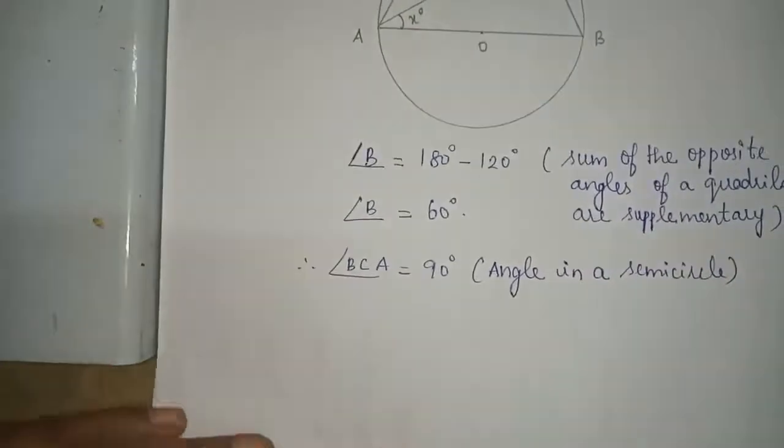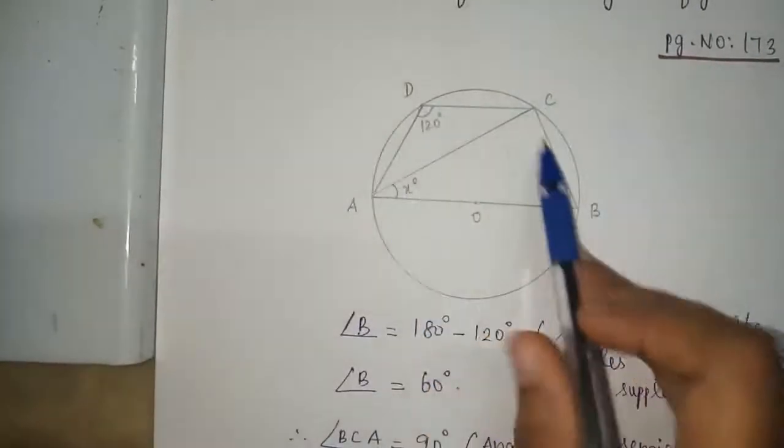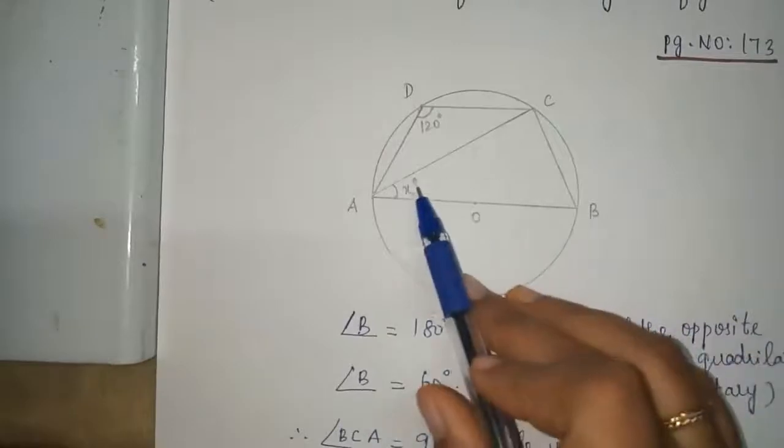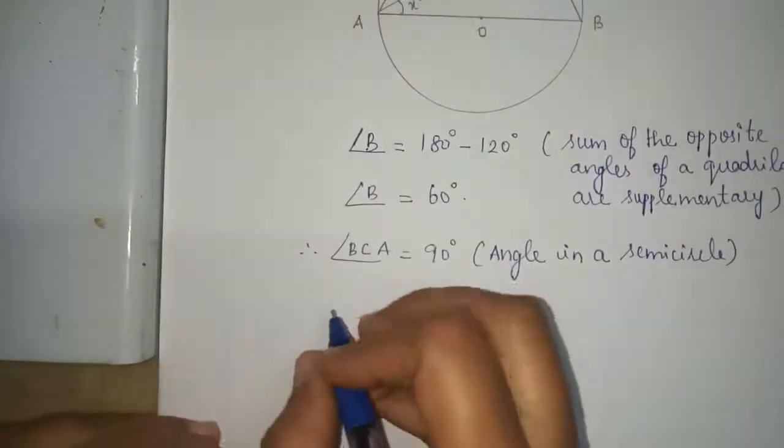Therefore, now we just add these three angles. You have to get 180 degrees, because this is a triangle. Now if we add all the angles, we should get 180 degrees. So if we equate it, we can easily get the value of x.